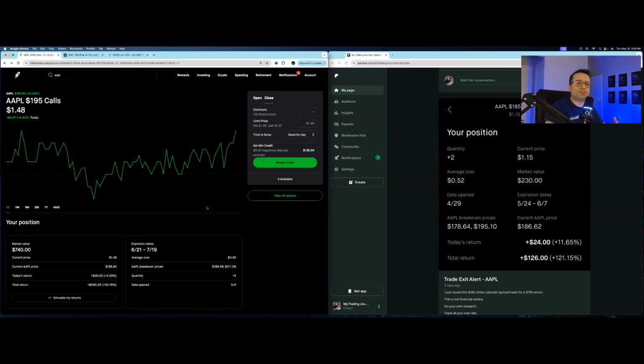If you were going to do a put spread, it would be the opposite. You'd do a put instead of a call if you were bearish on a trade. And then there's another trade that I really like, which is called a double calendar spread. I'll make a video about that soon too.